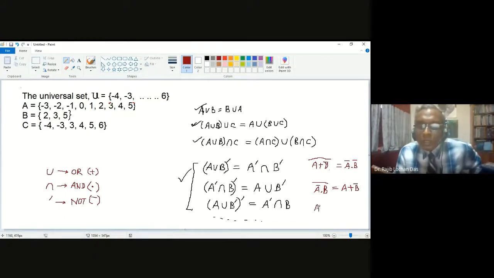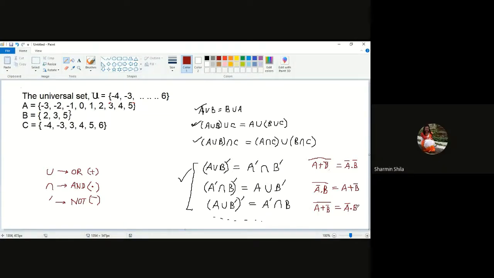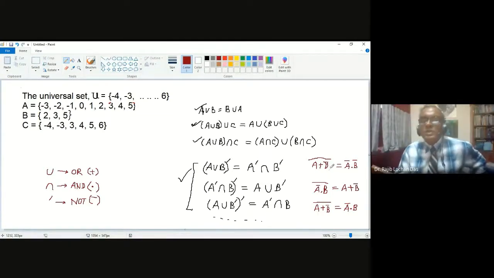A plus B bar and then whole bar. So what you will write in the answer? A bar into B. A bar into B. Now you understand this thing in the Boolean logic also, right? Yes, sir. You have got the similar thing in the Boolean logic also.